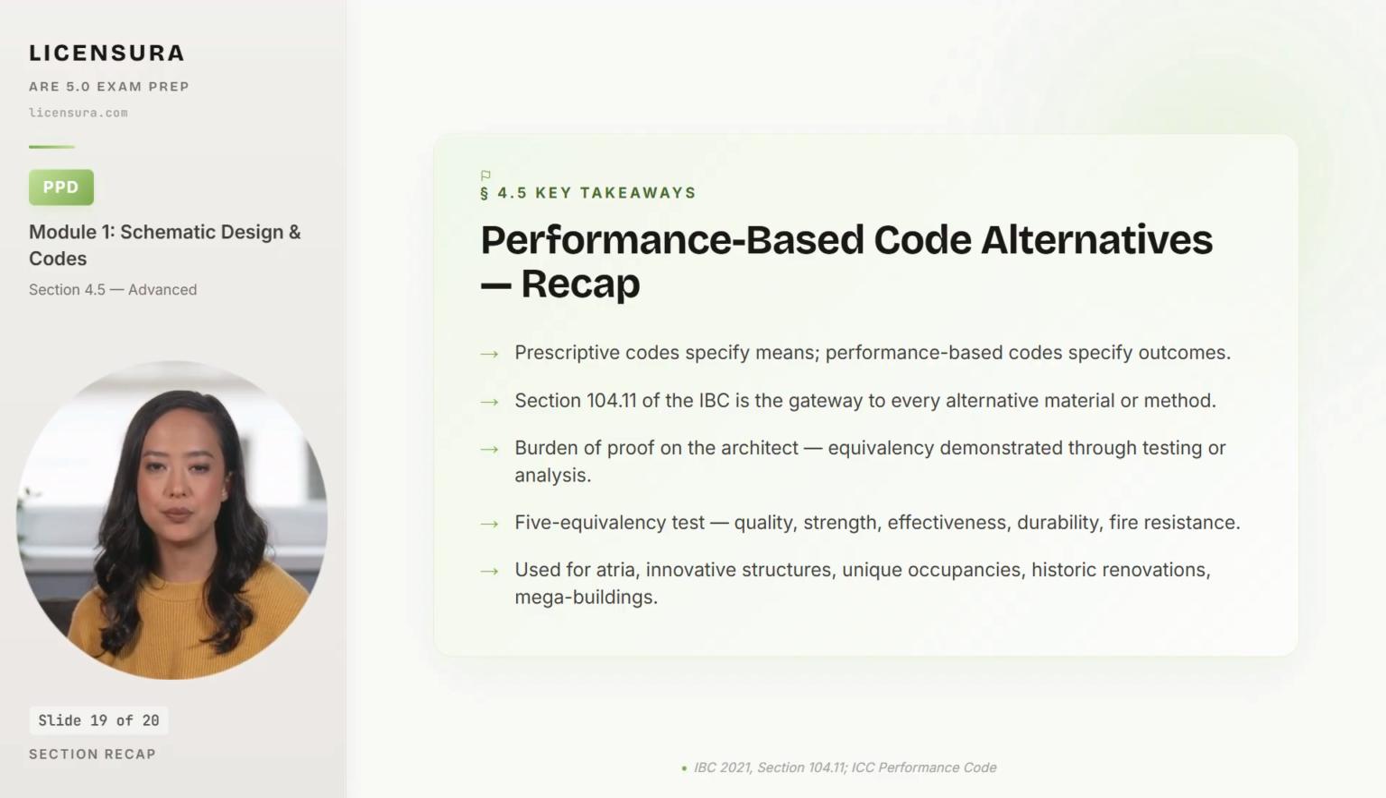Third, the burden of proof rests on the architect and the consulting engineer, and equivalency must be demonstrated through laboratory testing, peer-reviewed engineering analysis, or third-party certification from a recognized listing agency. Fourth, the 5 equivalency test in Section 104.11 requires the alternative to be at least equal in quality, strength, effectiveness, durability, and fire resistance compared to the prescriptive requirement, plus a general safety equivalence.